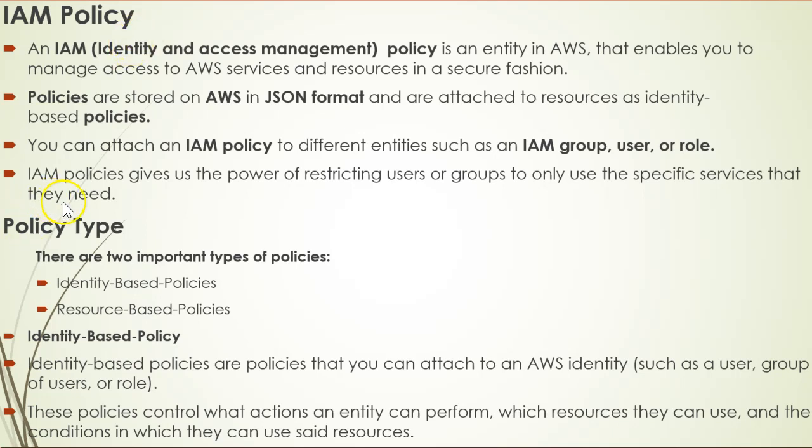There are a couple of types of policy available in AWS. There are two important types: identity-based and resource-based policies. Identity-based policies are policies that you can attach to an AWS identity, such as users, groups, or roles. These policies control what actions an entity can perform, which resources they can use, and the conditions in which they can use said resources on which they have the permissions. So that's the identity-based policies we have.